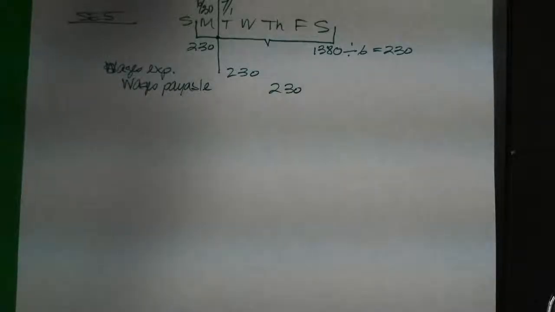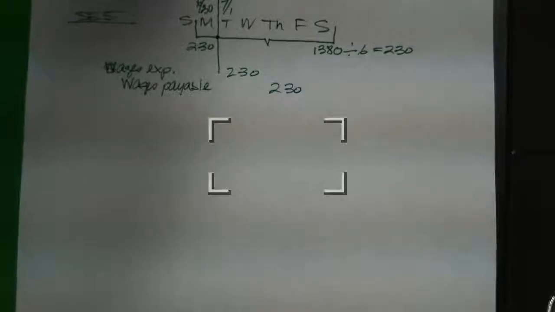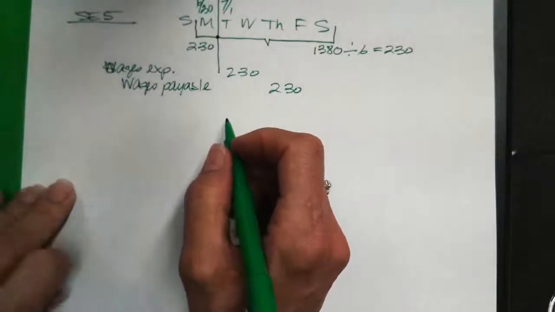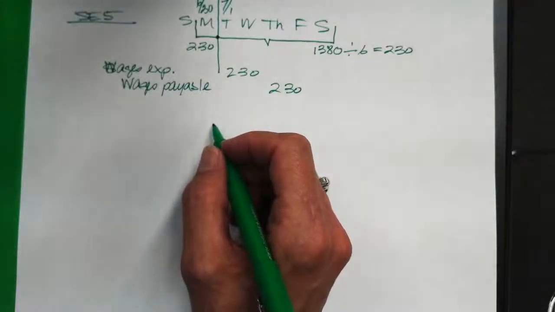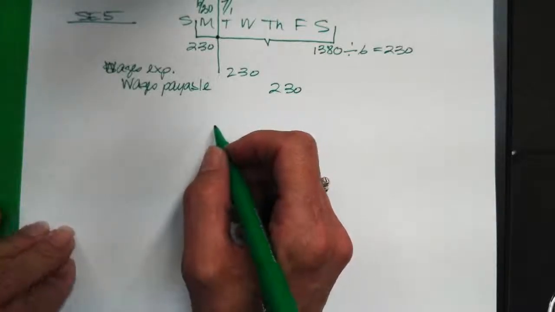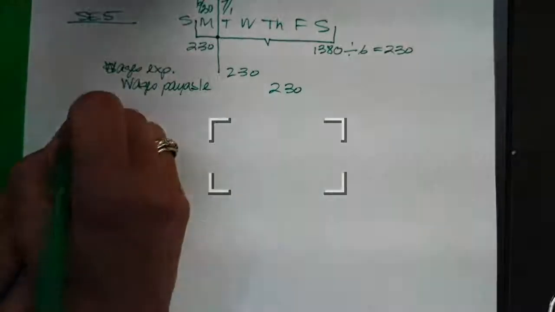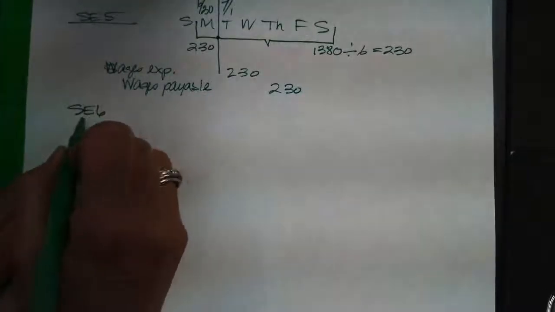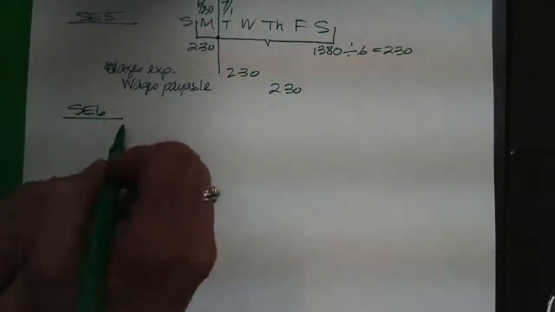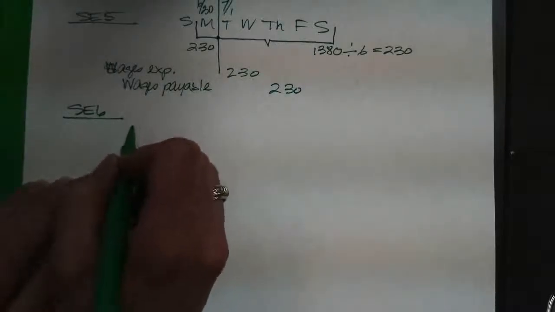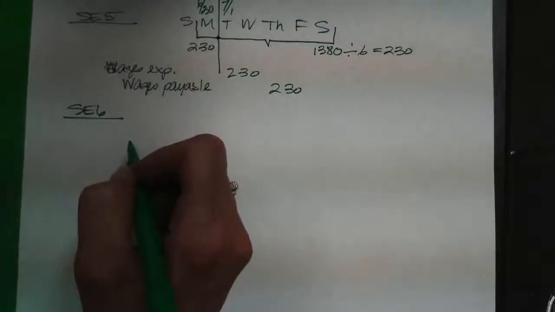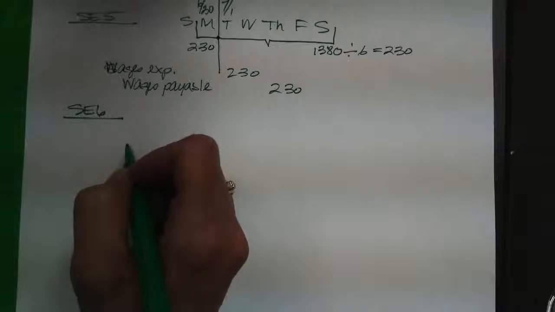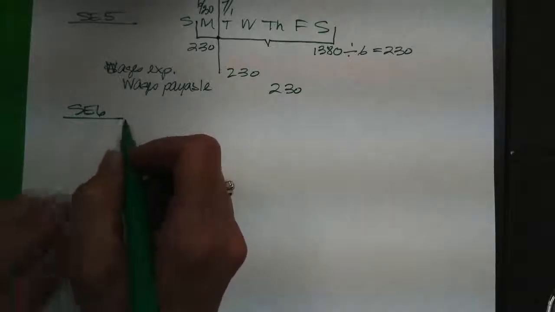Okay, SE6. During the month of August, deposits in the amount of $1,100 were received for services to be performed. By the end of the month, services in the amount of $760 had been performed. Prepare the necessary adjustment for service revenue at the end of the month. Okay, so here's the deal. They gave you a different piece of information this time. They told you how much work they did. They didn't tell you how much work was left to be done, like they do in prepaid insurance, like they did in SE2. All right?